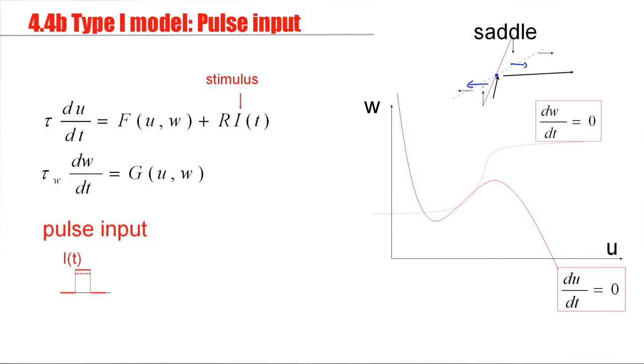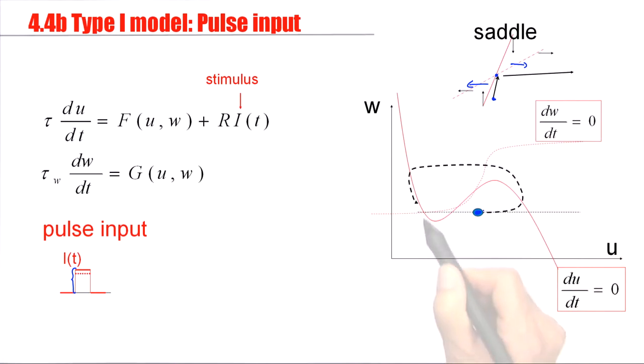So if a trajectory starts close to the saddle point, then it's first attracted towards the saddle before it moves out. Let's apply this to our situation at hand. The strong current pulse that I apply first leads to a jump to this new initial condition here, and we expect a movement back to the stable fixed point.